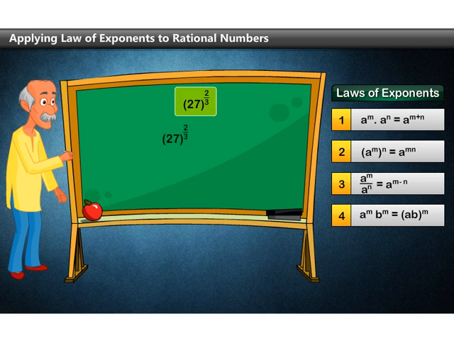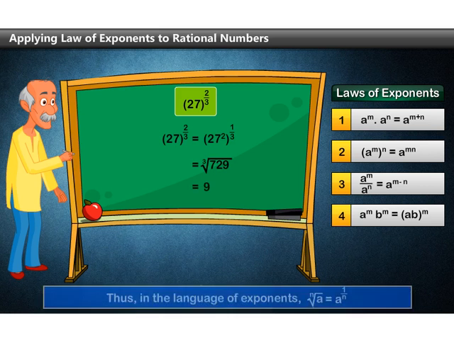27 raised to the power 2 by 3 is equal to 27 raised to the power 1 by 3 whole squared, that is equal to 729 raised to the power 1 by 3, that is equal to 9. Thus, in the language of exponents, we defined nth root of a as a raised to 1 by n.